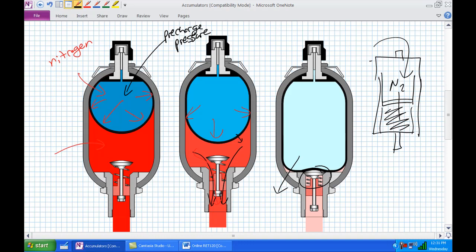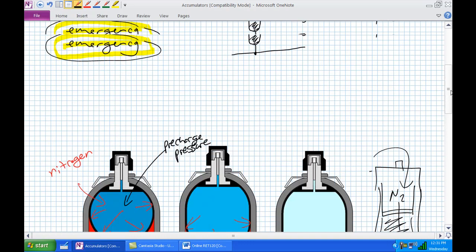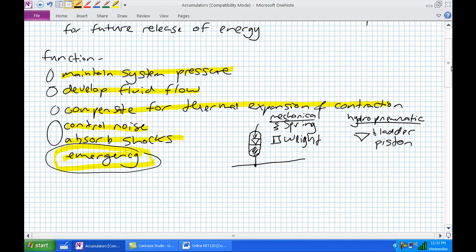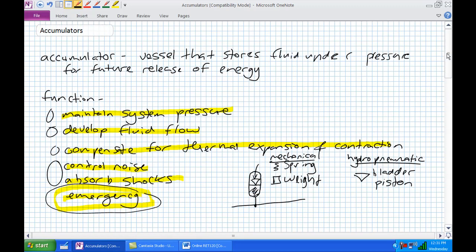Okay, that's it for accumulators. Again, remember these guys right here. Maintain system pressure, develop fluid flow, compensate for thermal expansion and contraction, control noise, absorb shocks, and most importantly, can be used for emergencies. These are one of my favorite devices out there because you're going to be using them a lot. You're going to see them everywhere inside a wind turbine. And when an instructor says, this is my favorite device, this is me stomping my foot in a classroom saying, I will probably have this on the test. All right, that's about it for accumulators.